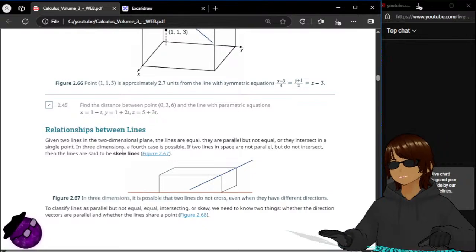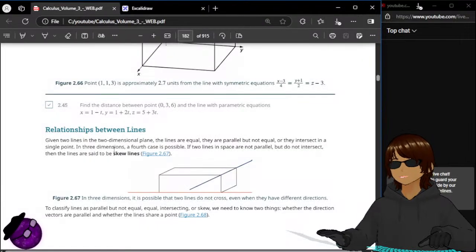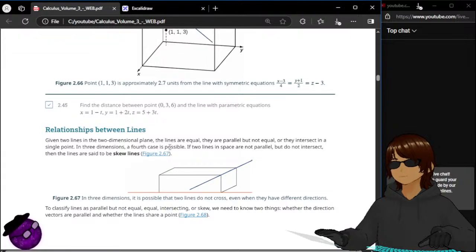In 3 dimensions, a fourth. Oh, they're talking about 2 dimensions. In 2 dimensions, yeah, they will intersect at a single point. In 3 dimensions, a fourth case is possible. If two lines in space are not parallel but do not intersect, then the lines are said to be skew lines.